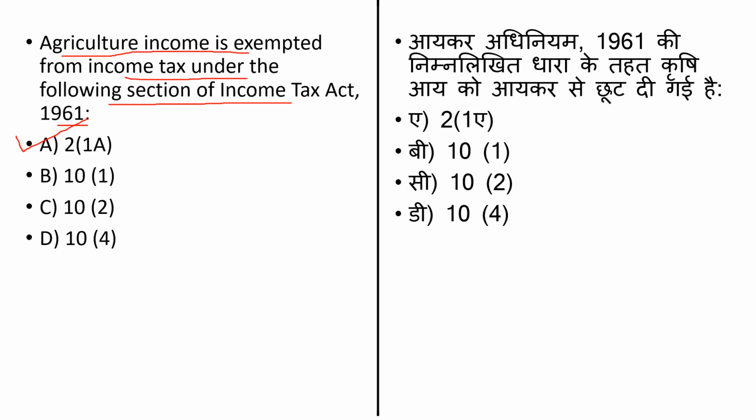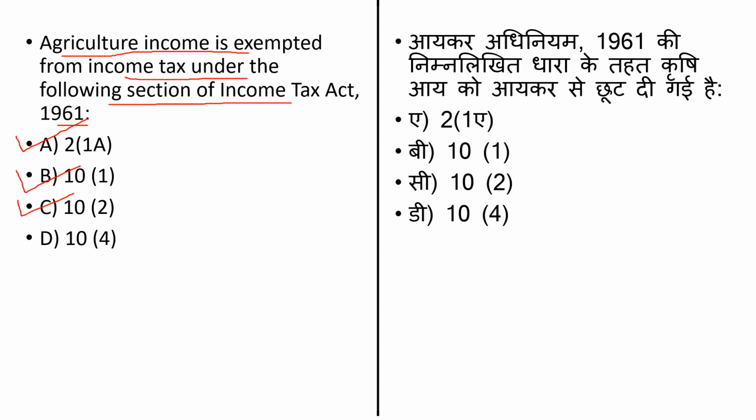Agriculture income is defined under section 2 clause 1A of the Income Tax Act. Okay. The second one is section 10 clause 1, which is given for the exemption of agriculture income. The third one is section 10 clause 2.